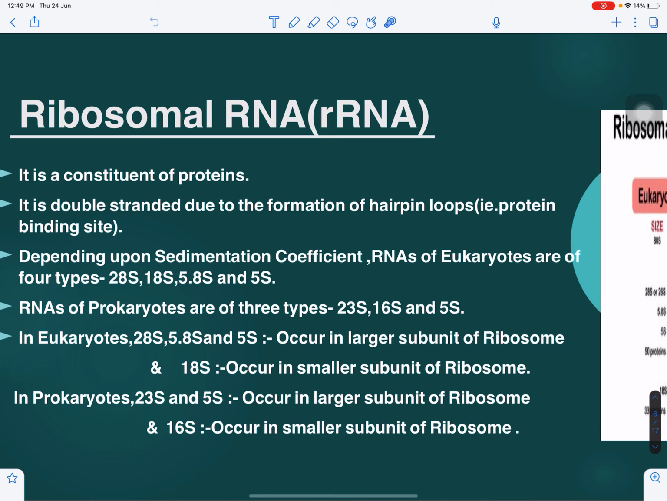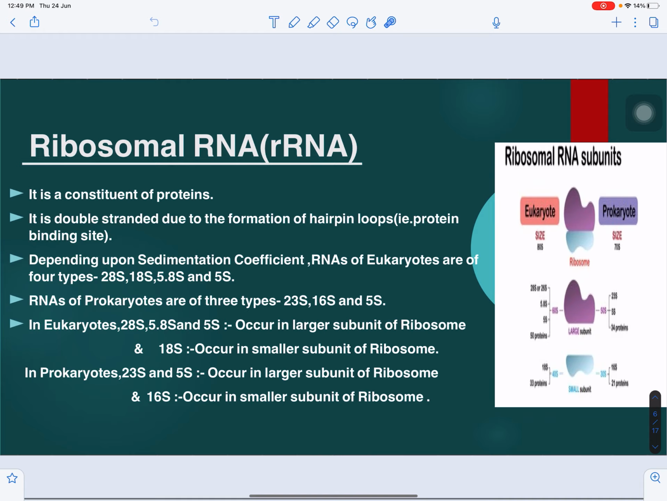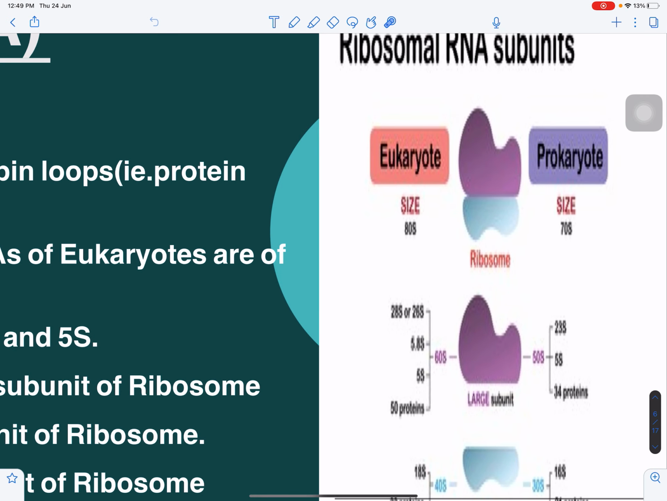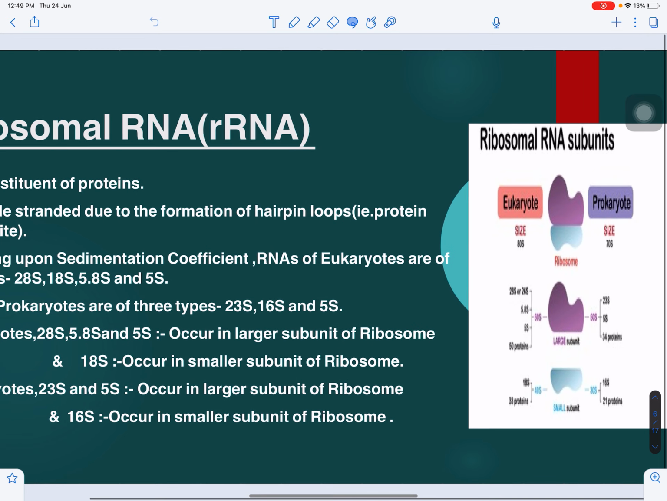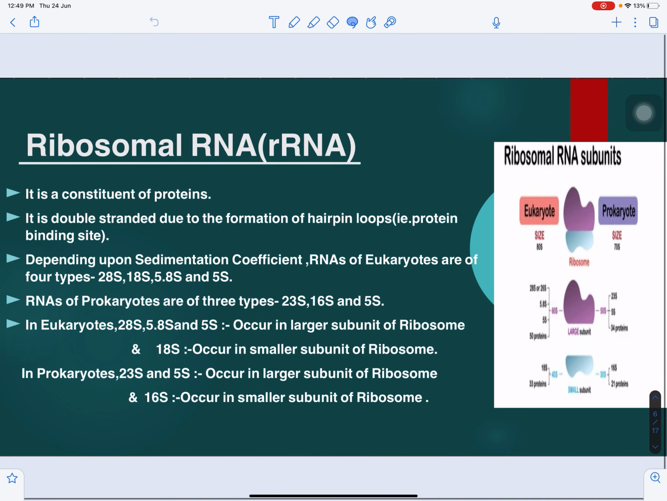In eukaryotes, 28S, 5.8S and 5S occur in the larger subunit of the ribosomes, like we have seen in the earlier slide about larger and smaller subunits, and 18S occurs in the smaller subunit of the ribosome. In prokaryotes, 23S and 5S occur in the larger subunit of the ribosome, and 16S occurs in the smaller subunit of the ribosome. So we can see here, this is the smaller subunit, this is the bigger subunit, like we already discussed. If we see together, this is 80S in case of eukaryotes and 70S in case of prokaryotes.